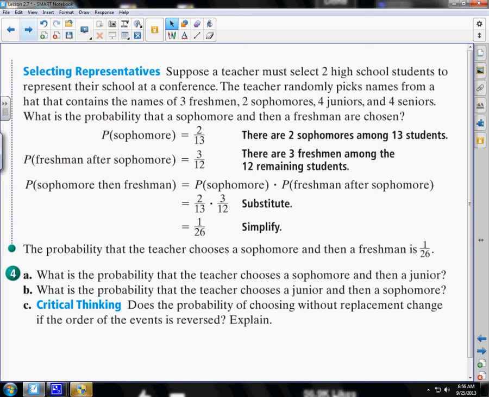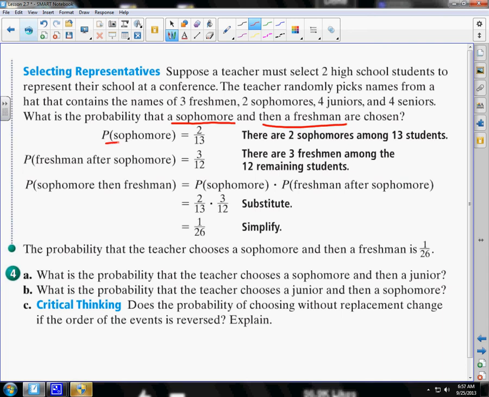Alright, suppose a teacher must select 2 high school students to represent their school at a conference. The teacher randomly picks names from a hat that contains the names of 3 freshmen, 2 sophomores, 4 juniors, and 4 seniors. What is the probability that a sophomore and a freshman are chosen? First, the probability of a sophomore, and then a freshman.